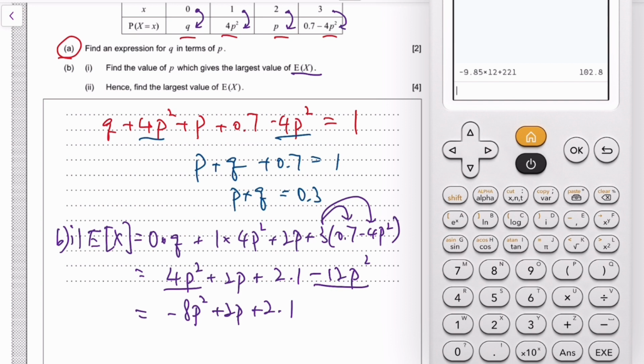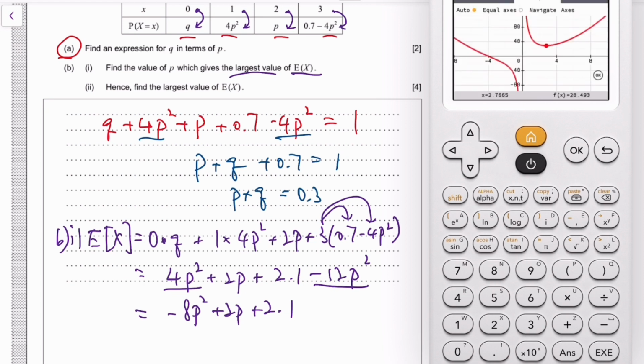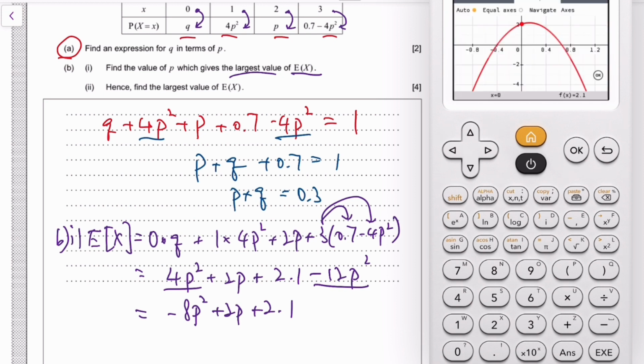The question is, you want to find the value of p for the expectation to be greatest. So you're looking for the maximum. We will obviously rely on the calculator to do this. Now technically this is a quadratic, so theoretically you could find the maximum or minimum by completing the square. But this is paper 2, so let's say we won't do that. So find the maximum.